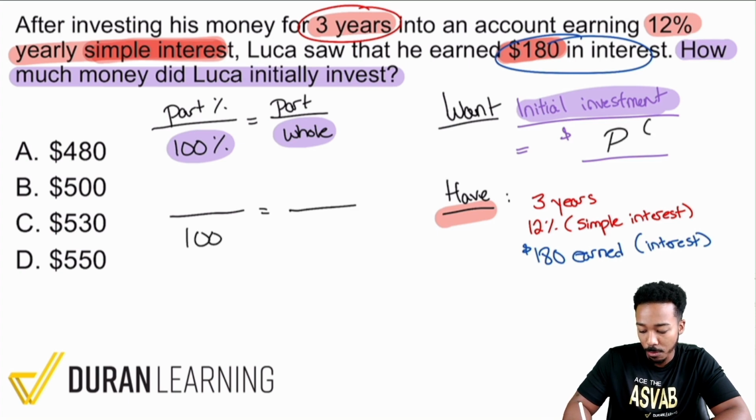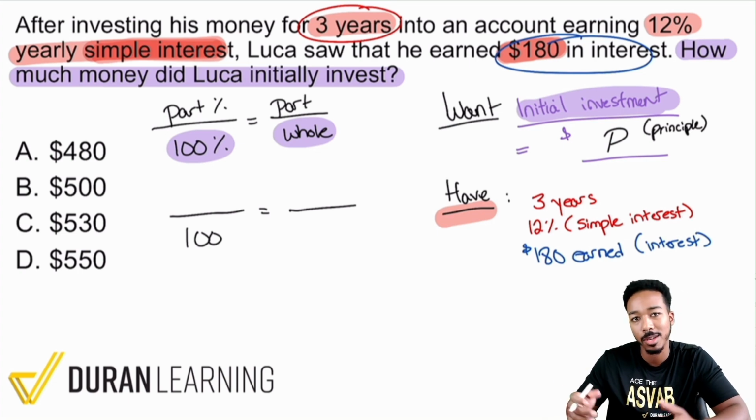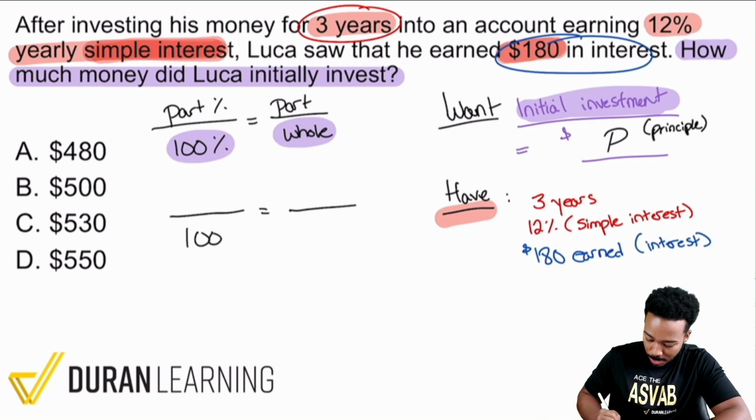Because remember, P stands for the principal amount. You can say it's the principal amount, the initial amount, the beginning amount, whatever you want to say. But in pure math terms, we just call it the principal, especially when it comes to the real world. So I'm going to say that that's P, and I'm going to mark that in purple here.